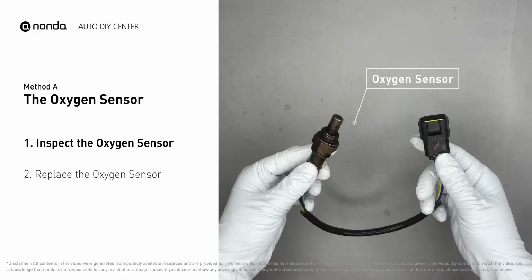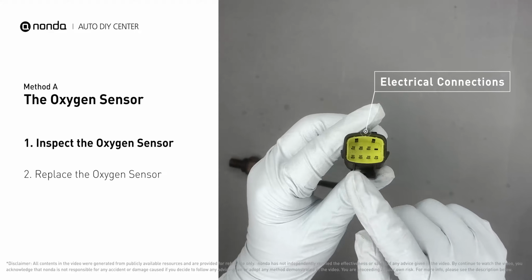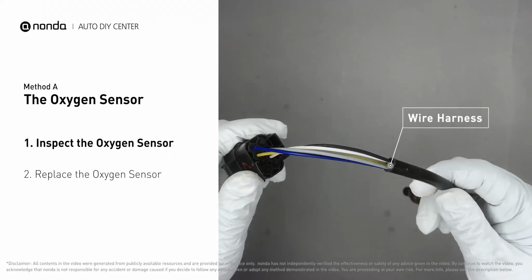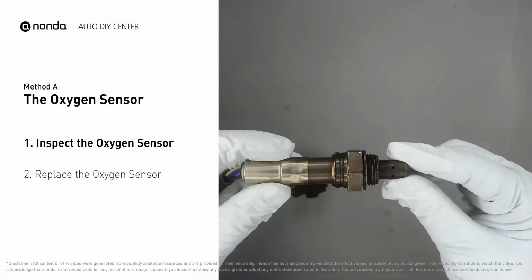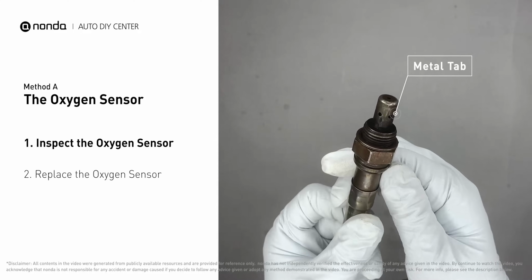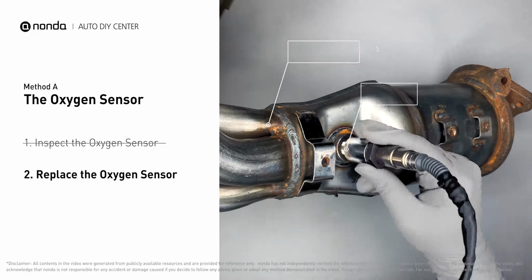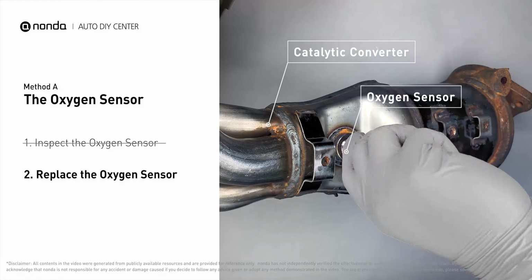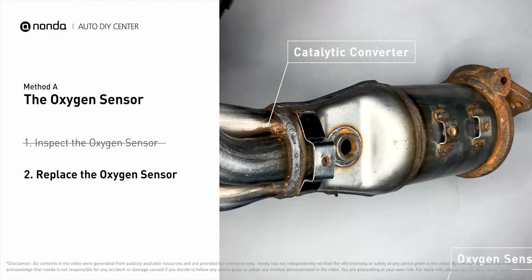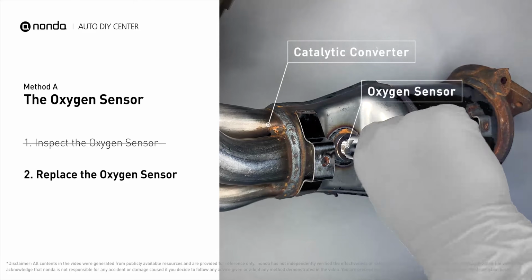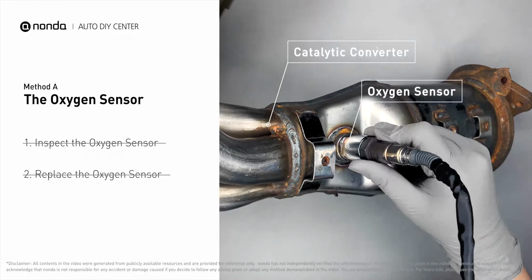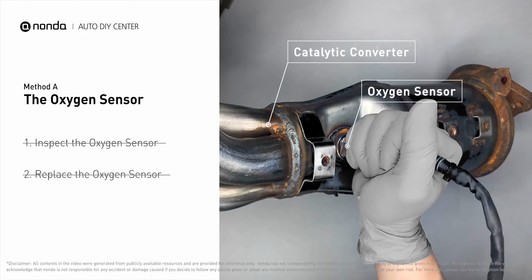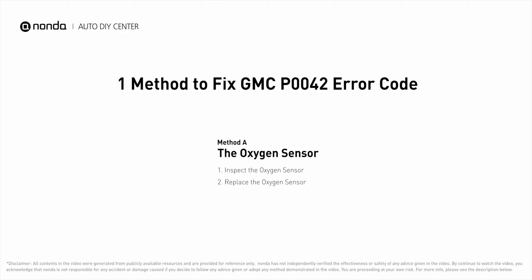Visually check the oxygen sensor's electrical connections, wire harness, and metal tabs for any damages. If damages are found, then replace the oxygen sensor. If there is no damage found on the oxygen sensor, you would need to take your car to consult professional mechanics. So here is one of the most practical solutions to fix GMC's P0042 error code.